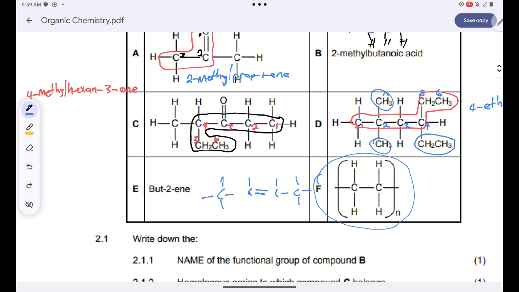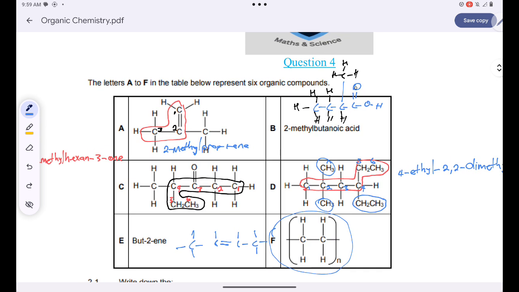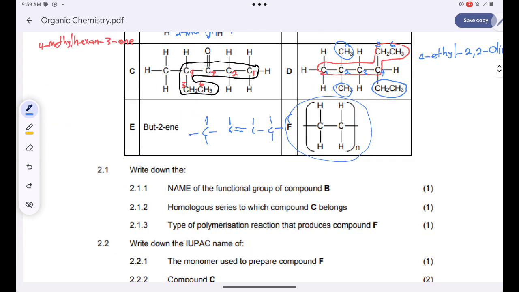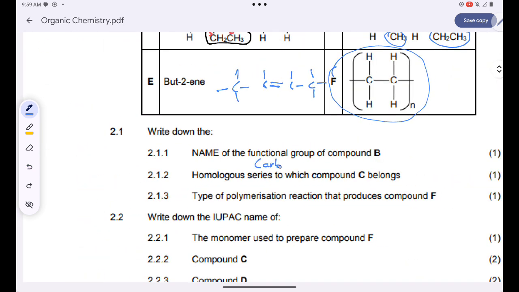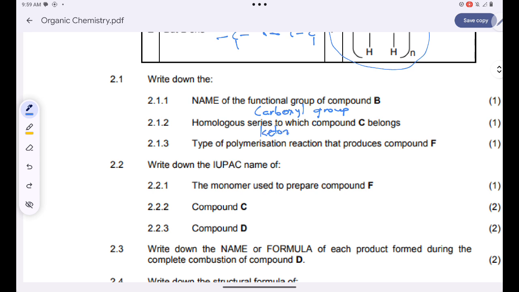Okay, 2.1.1, name the functional group of compound E. Compound E, it's a carboxylic acid. The functional group is called a carboxyl group. Carboxyl group or carboxyl ion, né? And then the homologous series to which compound C belongs. Compound C is a ketone because it has a double bond O between adjacent carbons. So compound C is a ketone. We will miss this question because it's dealing with compound F, and then we'll miss this one as well.